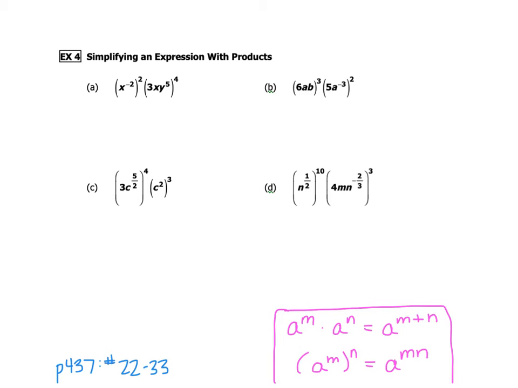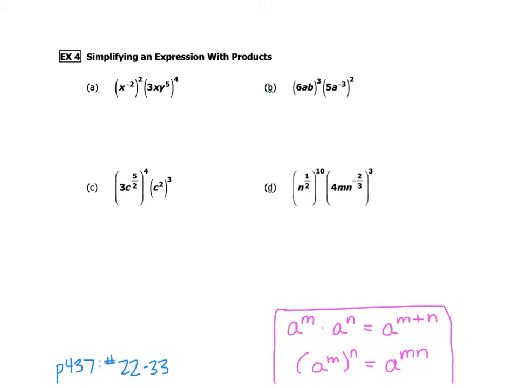Okay, these are probably the most complicated examples we're going to do today. We're nearing the end here. I did write down for you at the bottom of the page, this goes with page 437, numbers 22 through 33. Also, I wrote in pink here a couple of our most important rules, our product rule and our power rule. And let's go ahead.